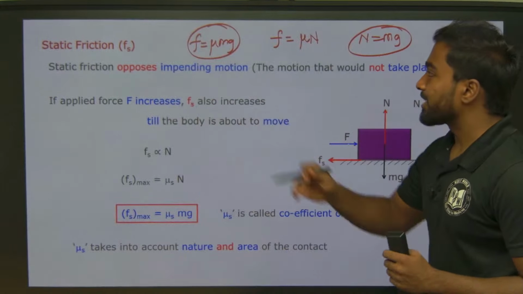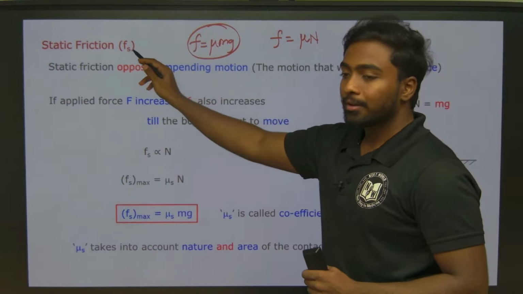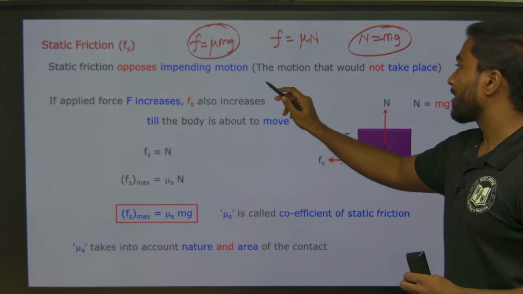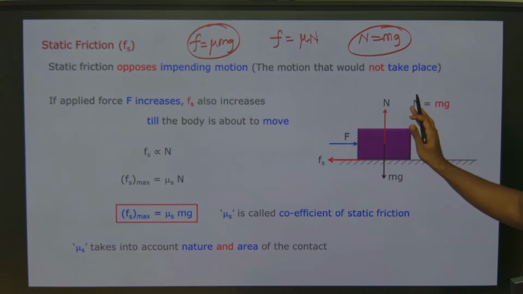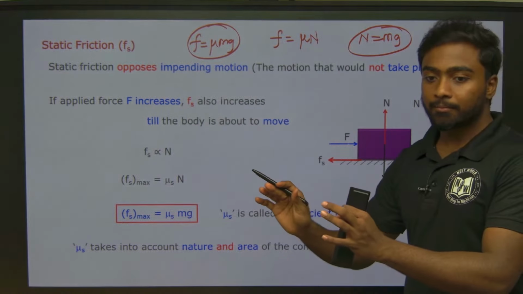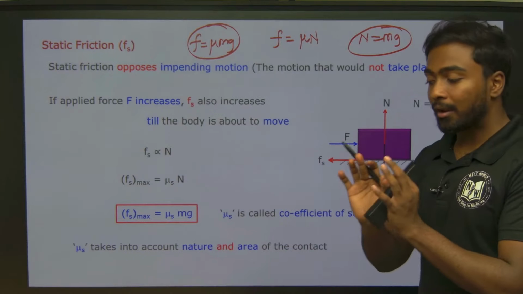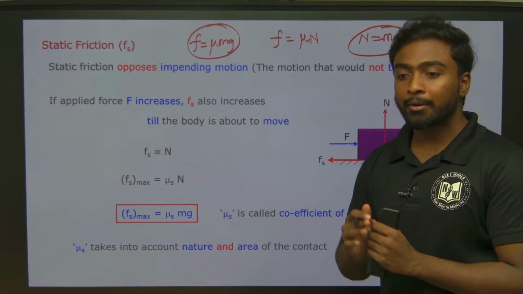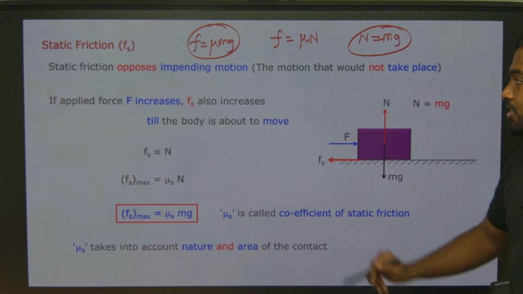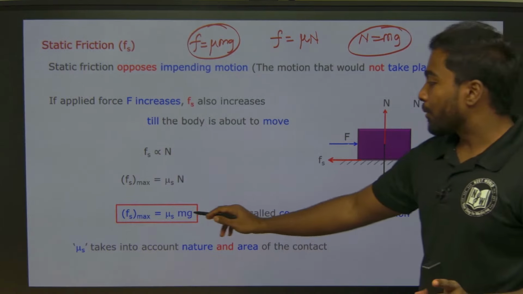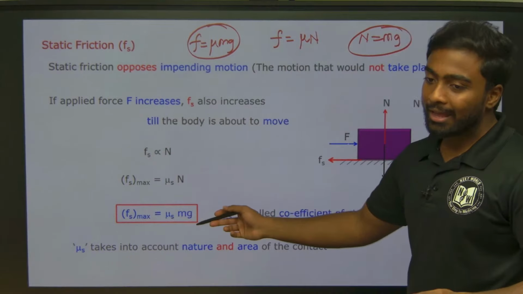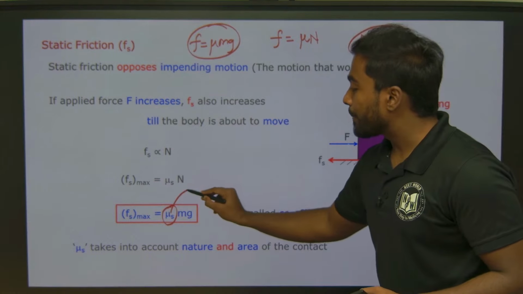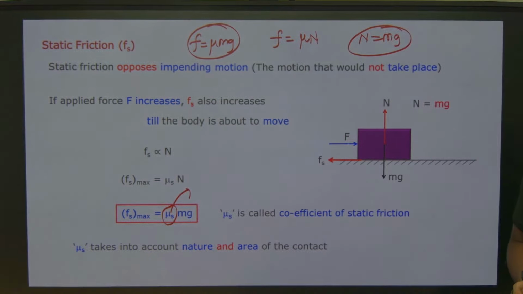Now for the static friction, denoted by F_s. Static friction opposes the impending motion, that is, motion that should not take place. I am applying a force, and a force is opposing me so as not to go into motion. That is static friction. So the formula is mu mg, same only. The coefficient of static friction will be given in the equations.